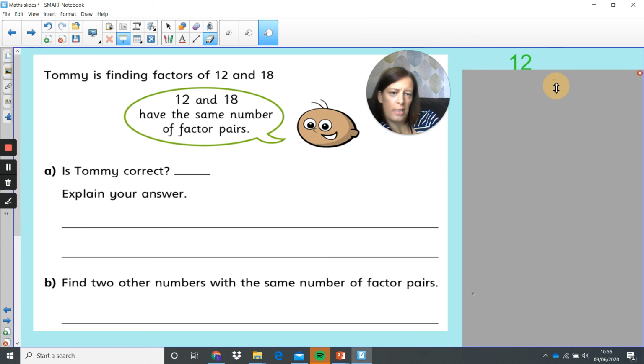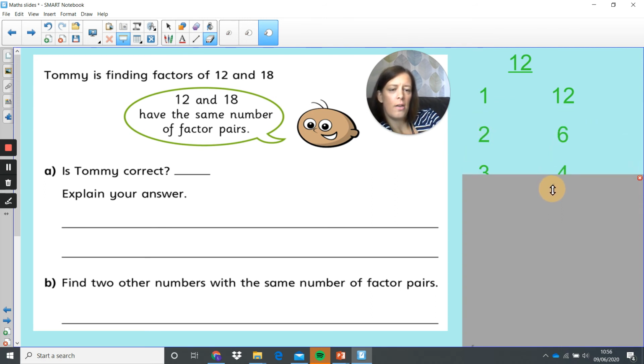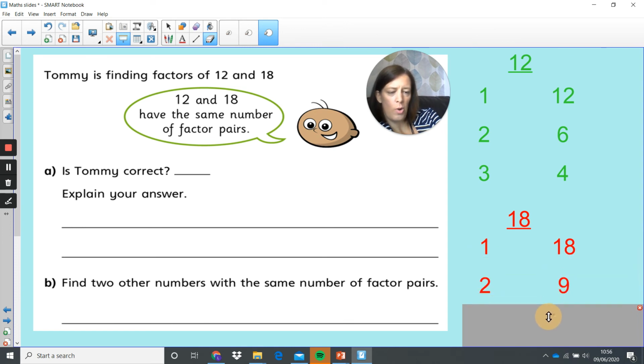So what I did is I started with 12. Right, let me work out the factor pairs for 12. Well, I know there's 1 and 12. I know there's 2 and 6. And I know there's 3 and 4. So 12 has 6 factors, 3 factor pairs. Then I did the same with 18. So here's 18. It has 1 and 18. It has 2 and 9. And it has 3 and 6. So it has 6 factors, 3 pairs. So they both have the same number of factor pairs.